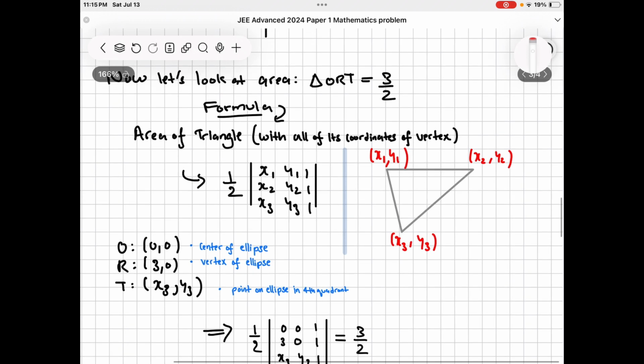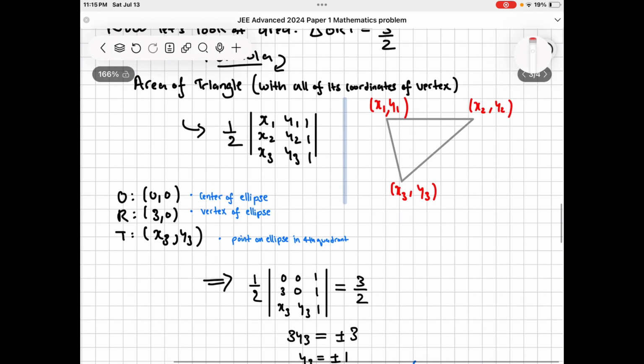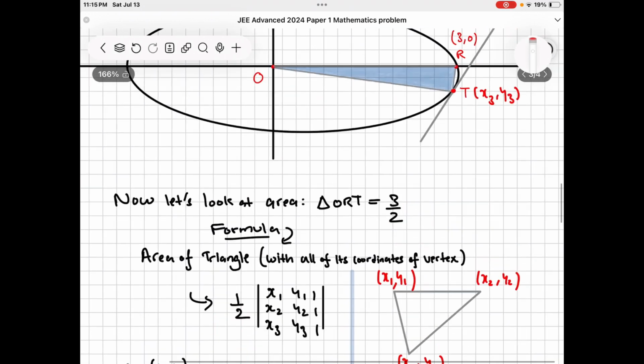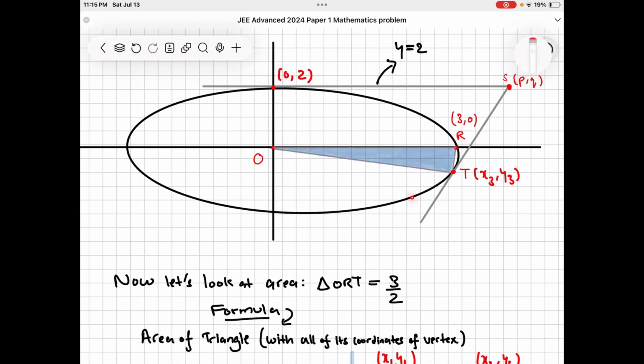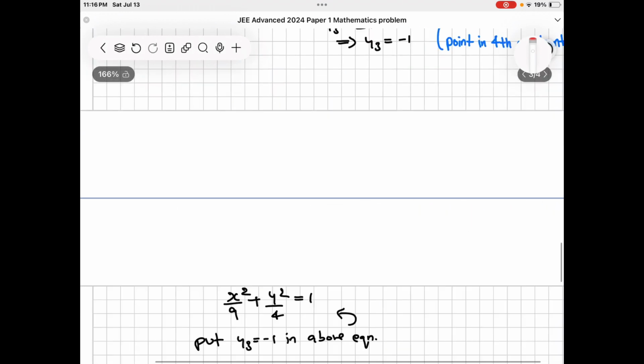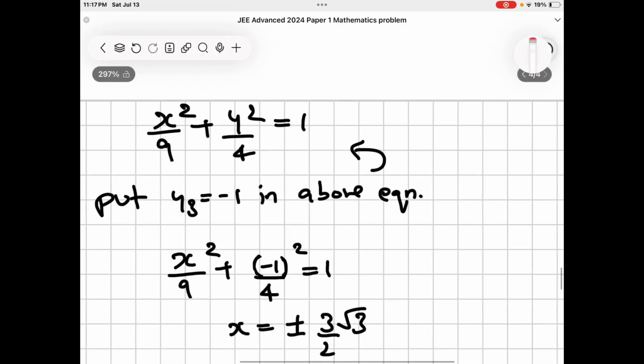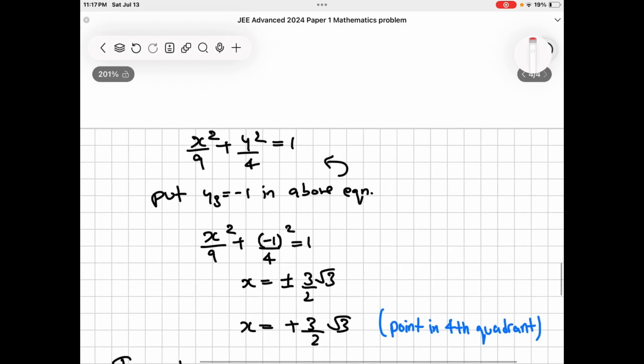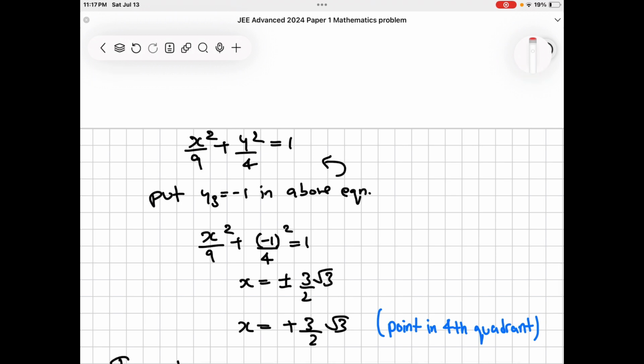Now we put the values and solve the equation. After solving questions like the area of a triangle through this determinant method, we sometimes get two cases, a positive value or a negative value, but it's going to be negative because the point is in the fourth quadrant. This is the negative axis, and this is the fourth quadrant. So the value of y3 comes out to be -1 here. Now we put the value of y3 back in the original equation of the ellipse given to us to get the x coordinate. We get two values of x, plus or minus 3 over 2 times root 3, but we take the positive one because, as I told you, the point is in the fourth quadrant.